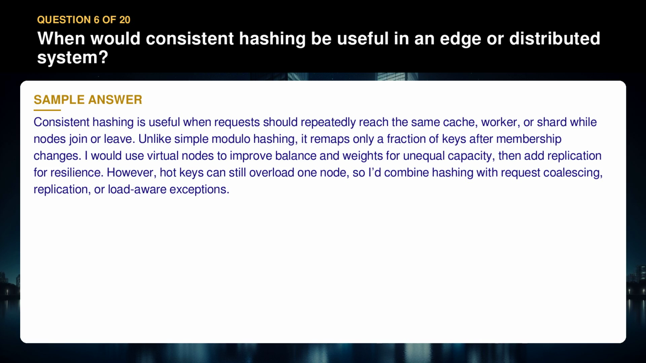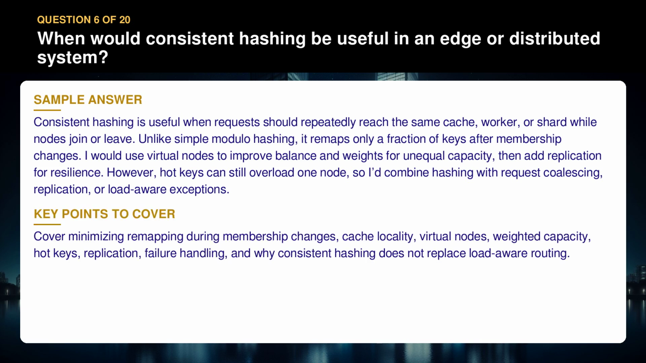However, hotkeys can still overload one node, so I'd combine hashing with request coalescing, replication, or load-aware exceptions. Cover minimizing remapping during membership changes, cache locality, virtual nodes, weighted capacity, hotkeys, replication, failure handling, and why consistent hashing does not replace load-aware routing.